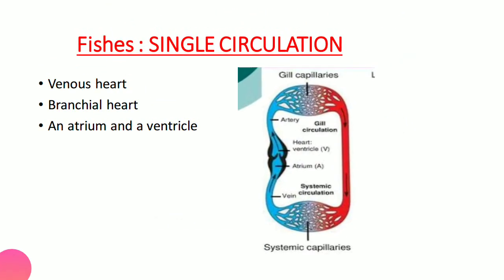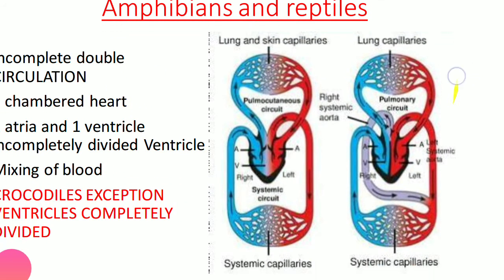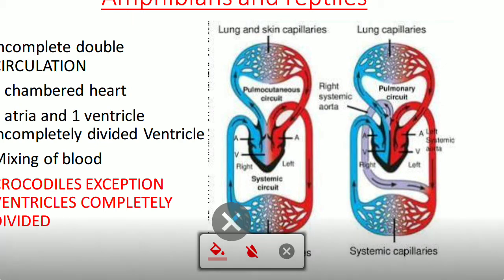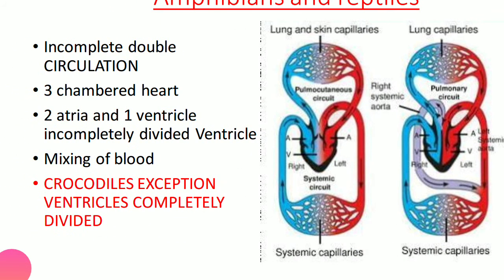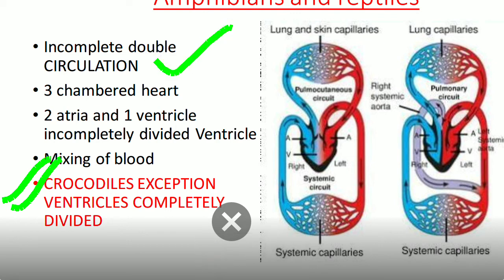Now coming to the next thing. So fishes have a two chambered heart, that is atrium and ventricle, and single circulation, with a venous heart and branchial heart. Now amphibians and reptilians have a three chambered heart. Previously they had two, now they have three. But all reptilians do not have a three chambered heart. The exception is the crocodiles, they have a four chambered heart. And all amphibians and reptilians have incomplete double circulation.